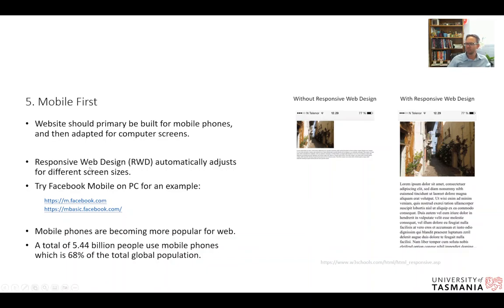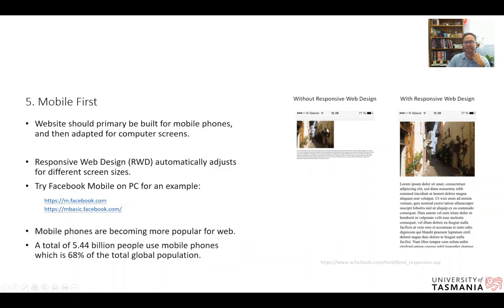So responsive web design, RWD, automatically adjusts for different screen sizes. What you can do to try this out is you can try Facebook on mobile or PC. So one is M Facebook, the other one is M Basic Facebook. If you type in www.facebook.com or just facebook.com, you'll get one website. If you type in mfacebook.com, you'll actually get the other format. I don't want to do it because I'm logged in and you'll see my Facebook page, but try those ones and see what it looks like.